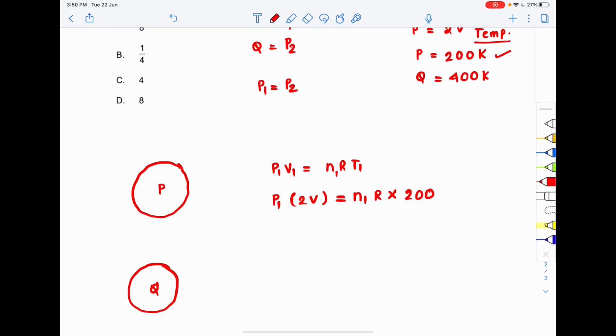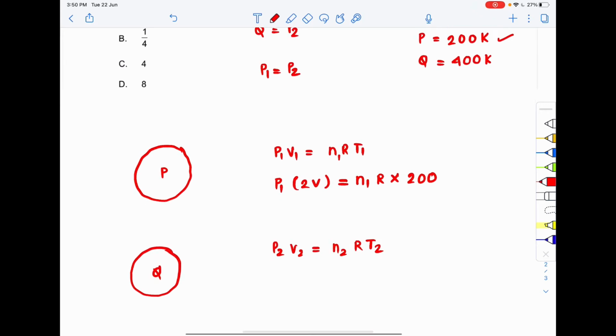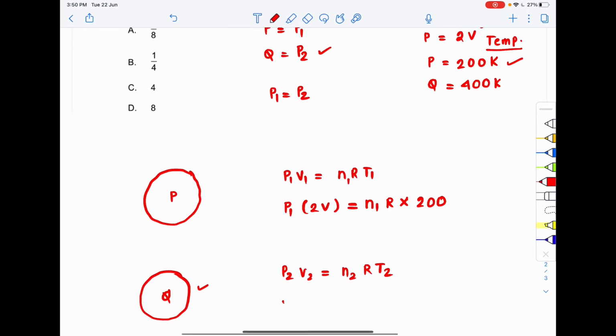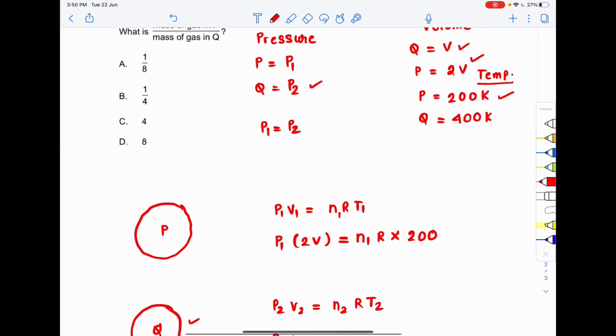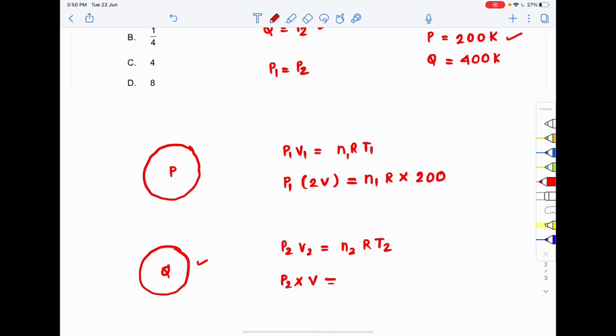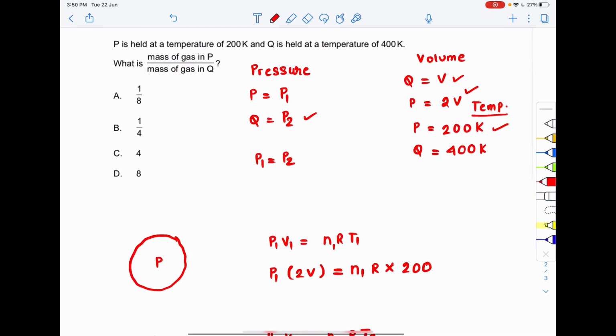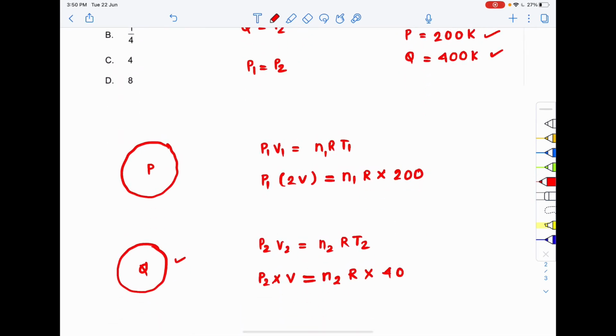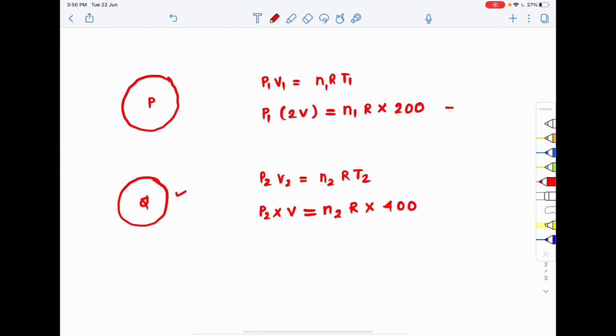Again for flask Q, I can write that P2V2 is equal to N2RT2. The pressure of flask Q is P2, the volume of flask Q is V, the number of moles is N2, R is the universal gas constant, and the temperature of flask Q is 400 Kelvin, as given. Let us suppose this is our equation 1 and this is our equation 2.